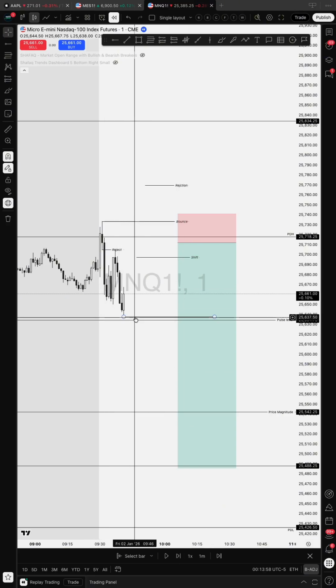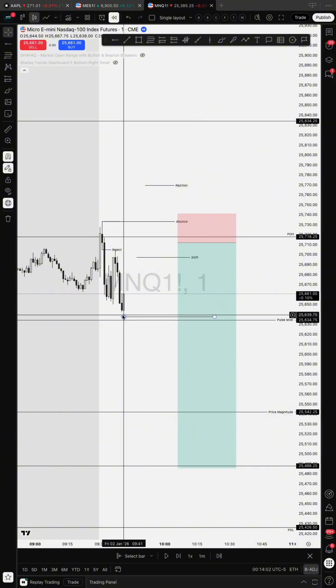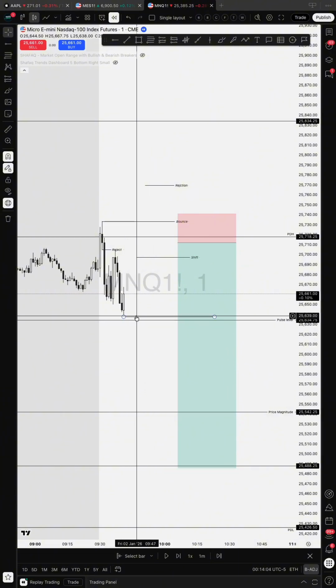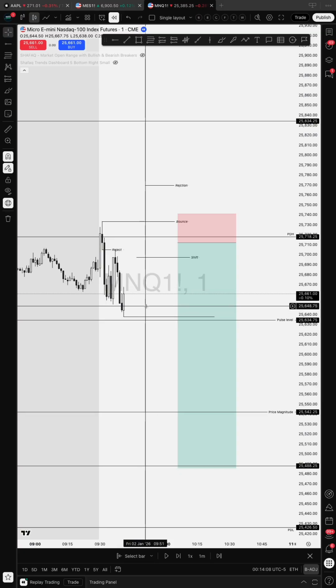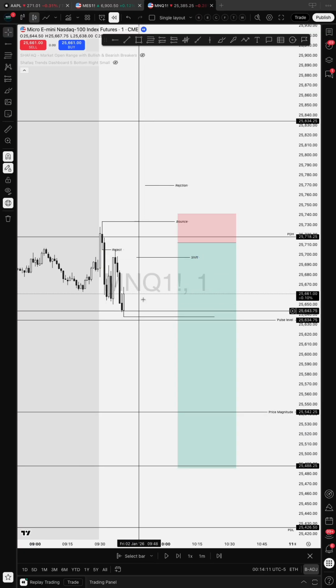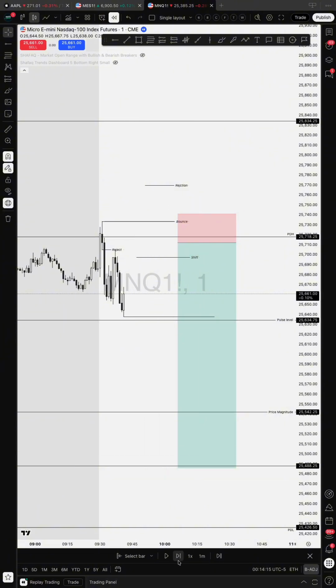So here I see the pulse level, right? So this pulse level, I want to see if we can stay below this pulse level or we can stay above it. Above, it's obvious that it's going to be bullish. There's going to be bullish volume. Even if we could close below it, then obviously we're coming to the downside.